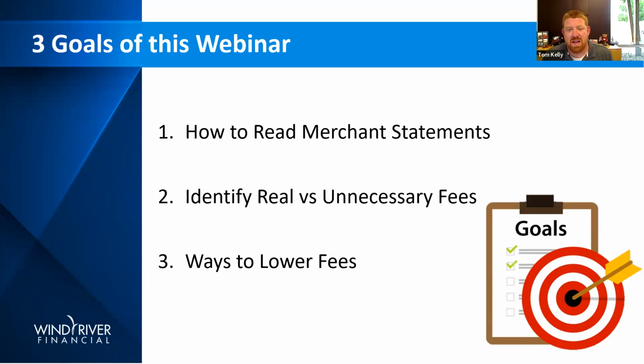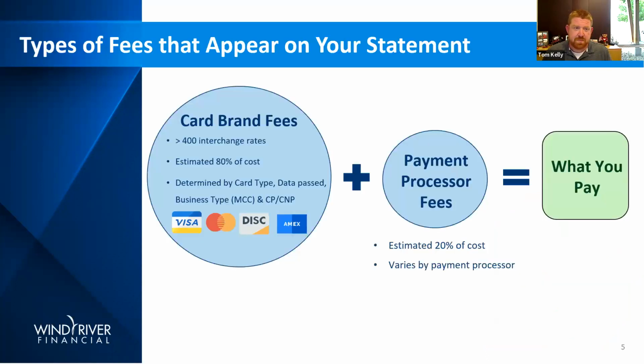That's important because a lot of times in our industry, there's a price to get you to sign up, and then, like the cable bill, that cost goes up over time. So part of that, we want to help you read the statement, but also identify what fees are real and what fees are unnecessary. And then when you're looking at your program, are there ways that you can help lower some of those fees that you're paying?